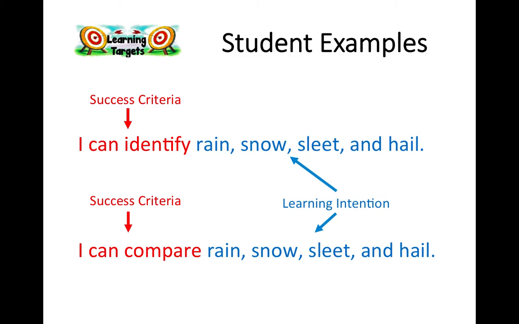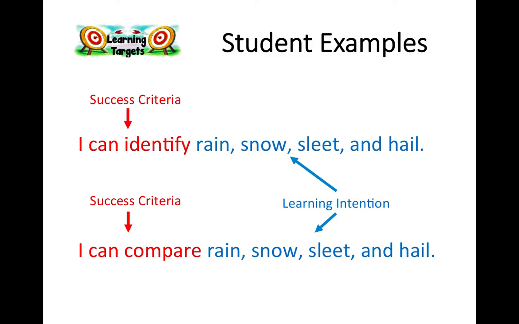Now let's look at a student example. I can identify rain, snow, sleet, and hail. I can compare rain, snow, sleet, and hail. Notice the 2 different success criteria, and notice the learning intention is the same for both sets of learning targets.